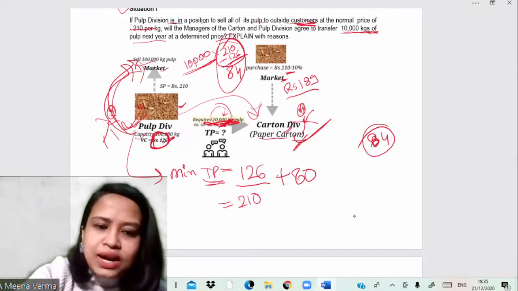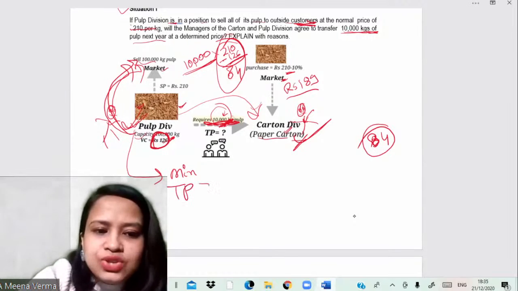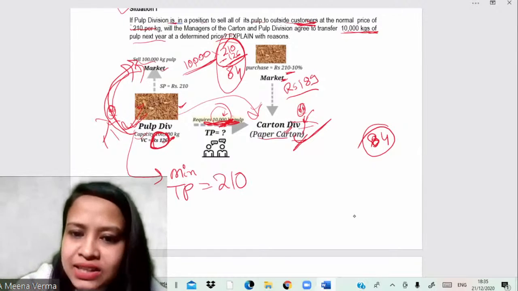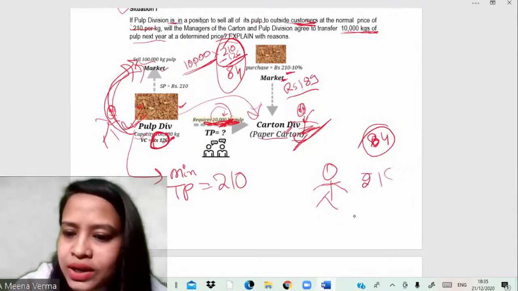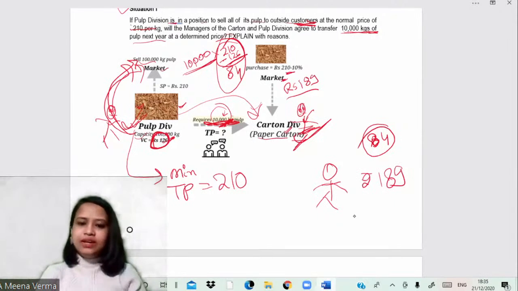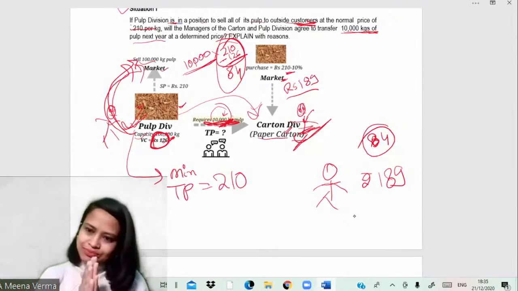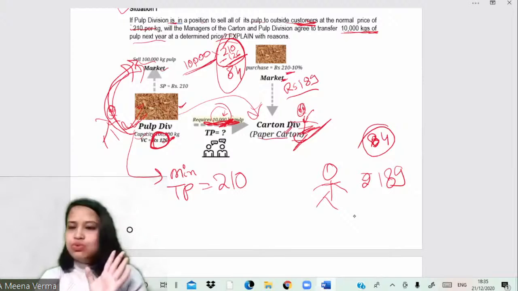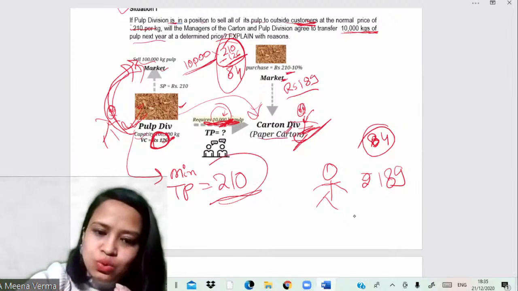The minimum transfer price the manager of pulp division will quote is 210. But the manager of carton division can buy the same product from the external market at rupees 189. So now the manager of pulp division will say, I will not transfer you the goods at a price less than 210.